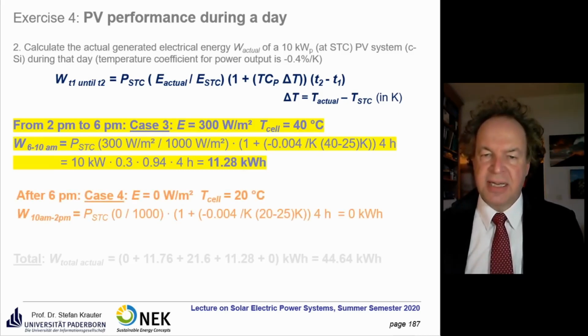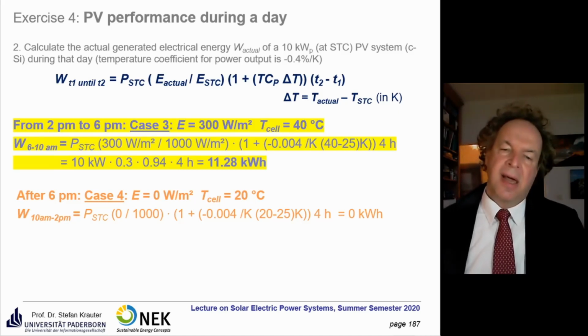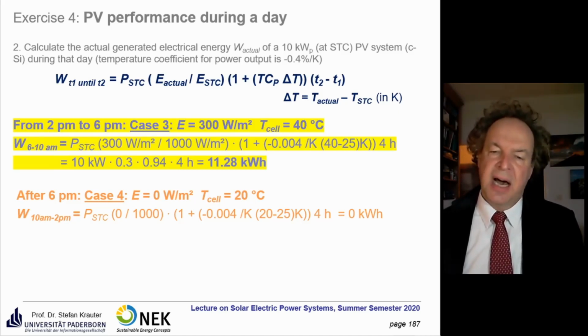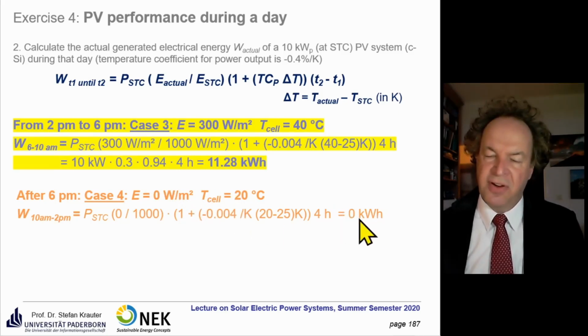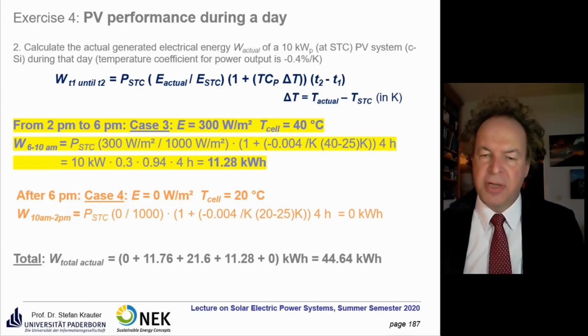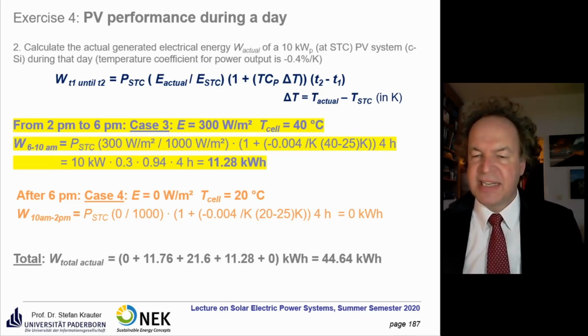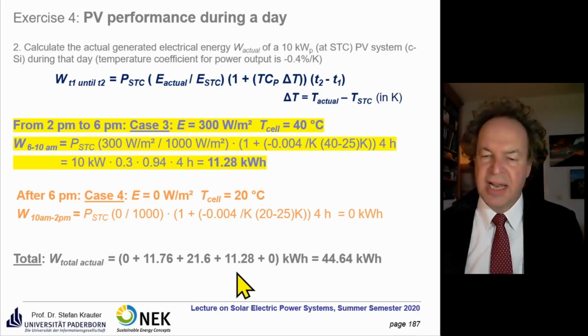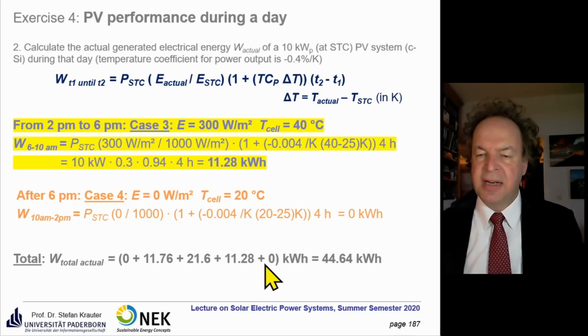Last but not least, case 4, that's when the sun is set. Irradiance is 0 again. Temperature really doesn't matter because we have an output of 0 kilowatt hours. So we add this all up. The total power is then 0 plus 11.76 kilowatt hours for the morning. Then for 2 hours before and 2 hours after midday, 21.6 kilowatt hours. And then in the afternoon hours, 11.28 kilowatt hours. And then after sunset, 0 kilowatt hours altogether.